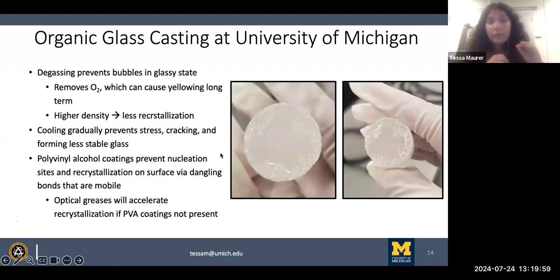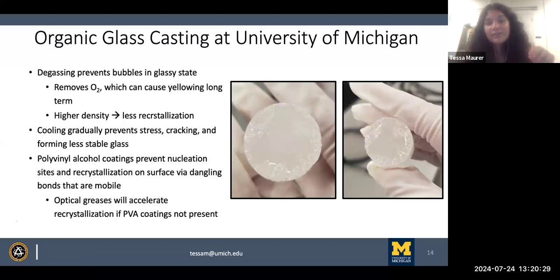In addition, cooling gradually, as I mentioned before, prevents a lot of that high stress environment where everything's moving around and then suddenly it's frozen. It'll prevent cracking, and so we'll get a more stable glass if we cool more gradually. And then the polyvinyl alcohol coatings I mentioned prevent nucleation sites, which is basically recrystallization, which will make it look opaque. It won't look transparent anymore.